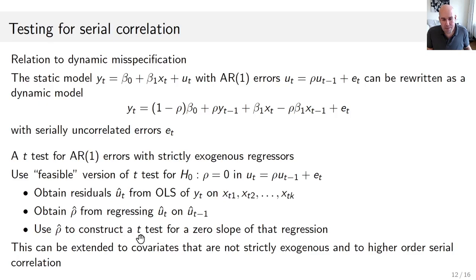Then I'm going to get this estimate rho hat, and I'm just going to do the t-test for a zero slope. And all this is just the baseline logic, the baseline idea, and it can be extended to also allow for covariates that are not strictly exogenous and to also have higher order serial correlation. But the general idea is very simple and very intuitive. And it's a test you can do without any extra coding. All you need to do is to use the OLS estimator with the usual standard error estimates.